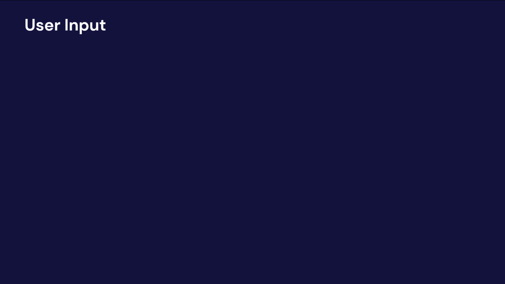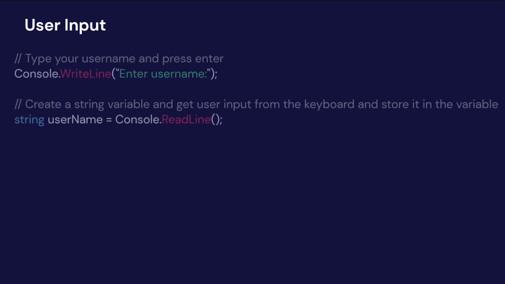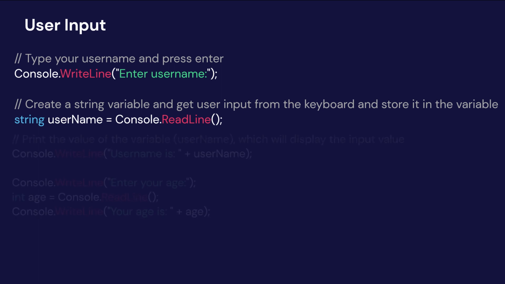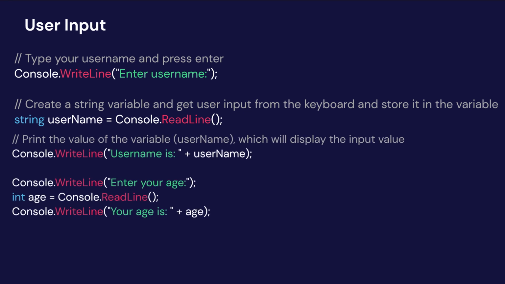Now we will use Console.ReadLine to get user input. In the following example, the user can input his or her username, which is stored in the variable username. Then we print the value of username. The Console.ReadLine method returns a string.